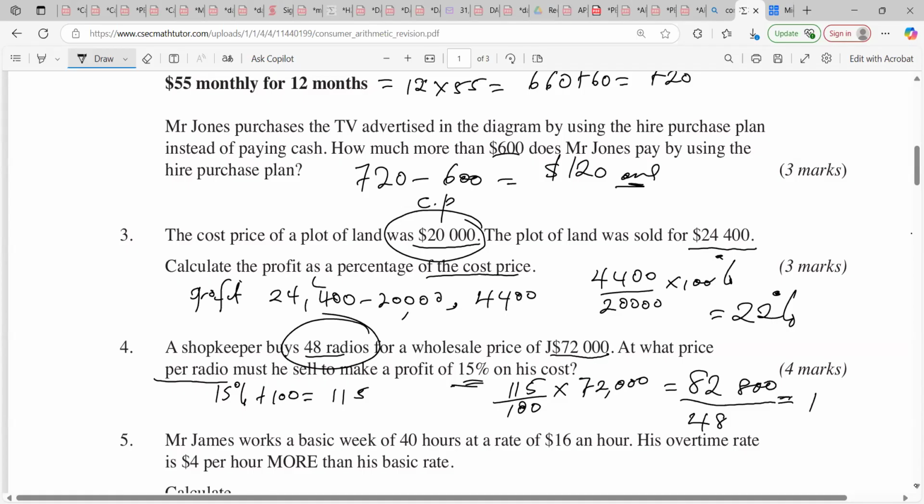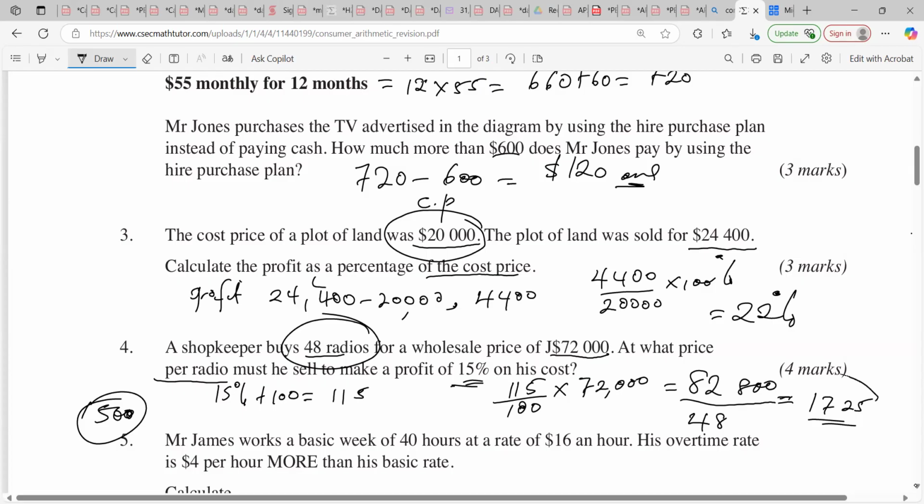All right, that works out to 1,725. This is what you need to sell one radio for to make a total profit of 15%. Let me see how much you actually paid for one. So it will be 72,000 divided by 48. So he actually paid 1,500 per radio. So this is the cost price.